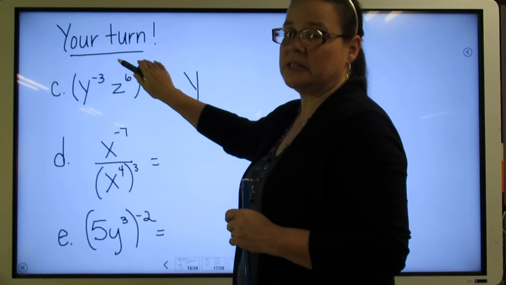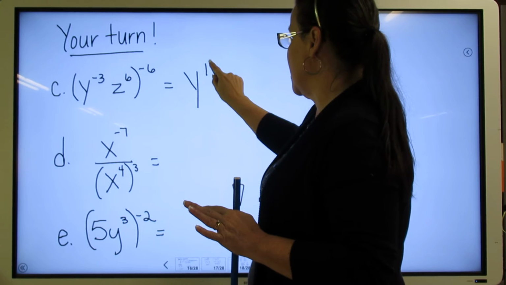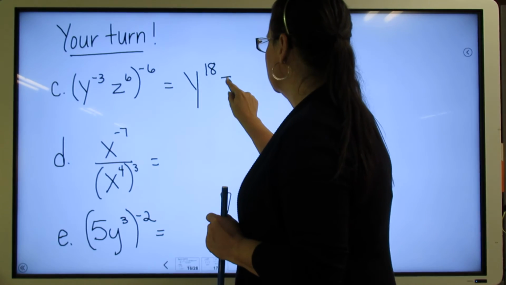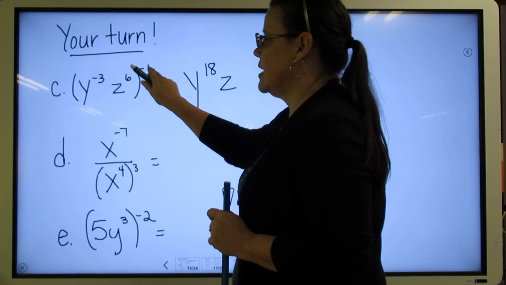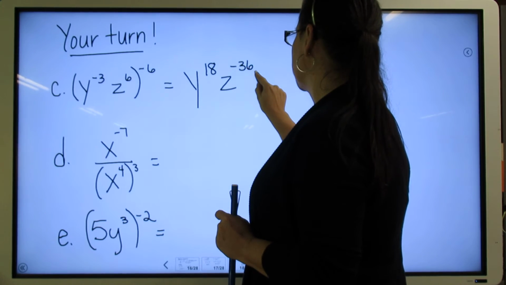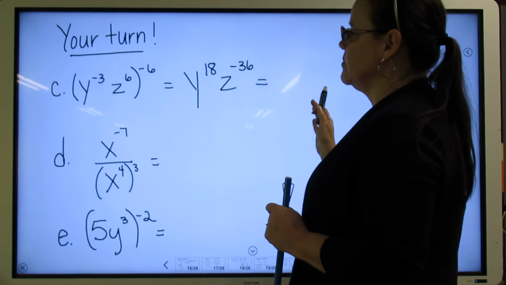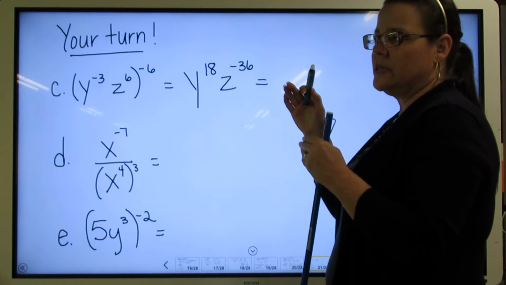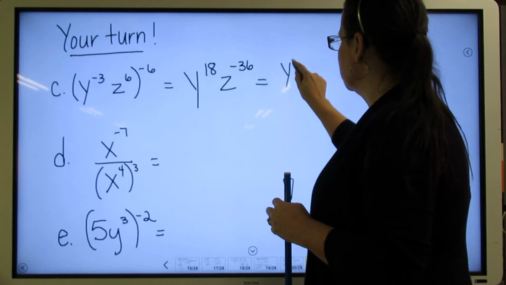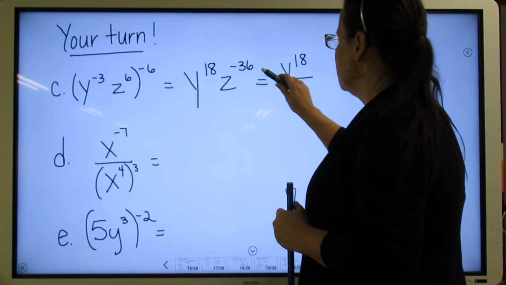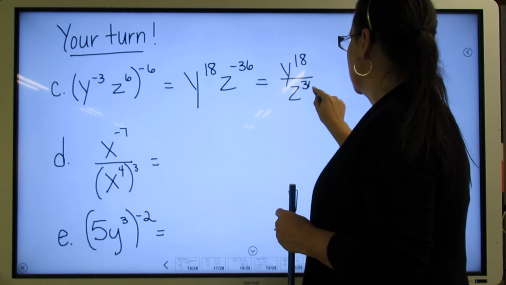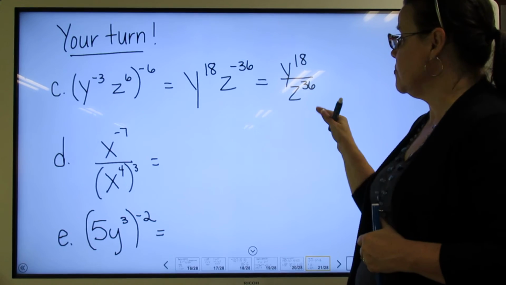So we have y to the negative 3 to the negative 6. A negative times a negative is a positive, so that would be y to the 18th, because 3 times 6 is 18. And z, 6 to the negative 6th power would be negative 36. And my negative exponent rule is to make sure that they end up positive, and then we have to do the reciprocal of them. Well, y is already positive, so that stays. But then z to the 36 would be on the bottom. And that would be your final answer there. So hopefully you got that correct.